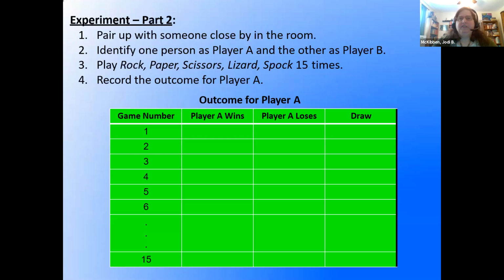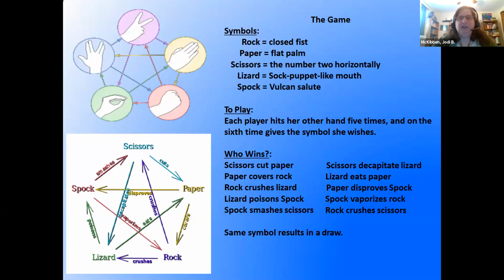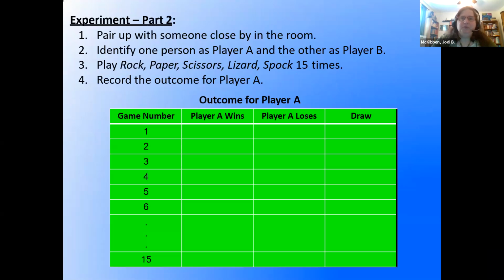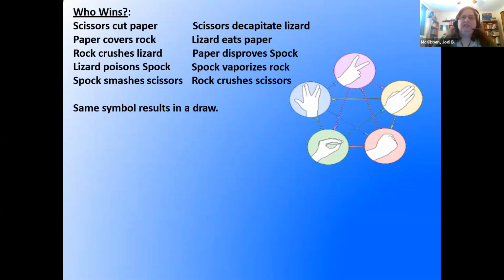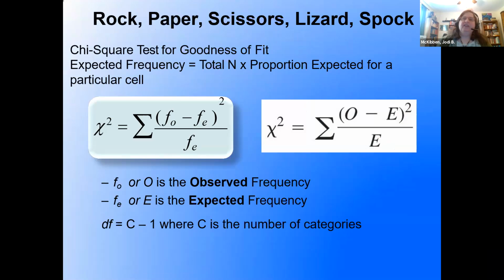And I'm going to skip past these because we're not actually going to do this, but they kind of talk through how you know who wins, and these were the 15 games. Okay, and now let's get into the actual calculation of a chi-square.